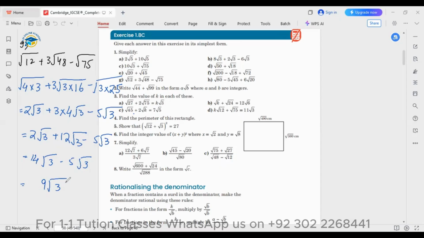So this one is your part number G. Next is your part number H. And in your part number H, they gave us again some surds with different numbers. So we will just make them with the similar prime factors. We have square root 80, negative 5 square root 45 plus 6 square root 20.